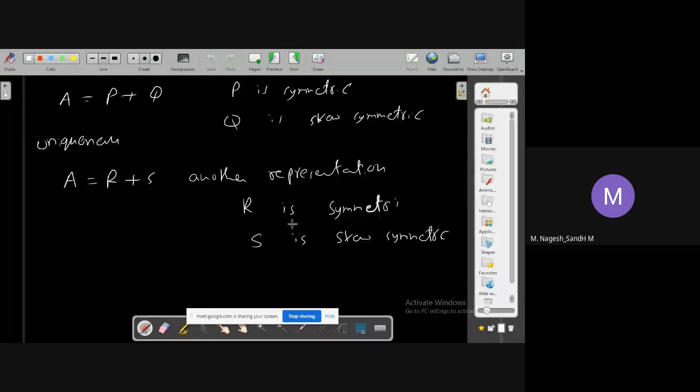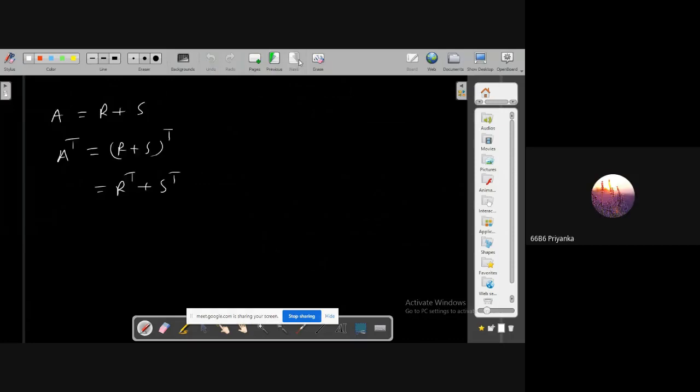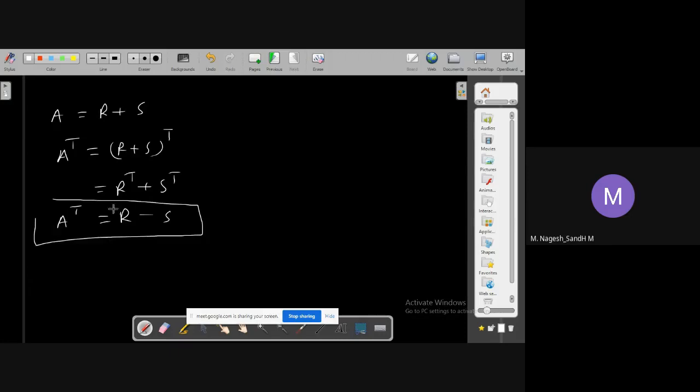Just now the boy said R is a symmetric. R is a symmetric means what? R equal to R transpose. S is a skew symmetric means S is equal to minus S transpose. So R transpose equal to R, S transpose equal to minus S. So this A transpose is R minus S, and A equal to R plus S.